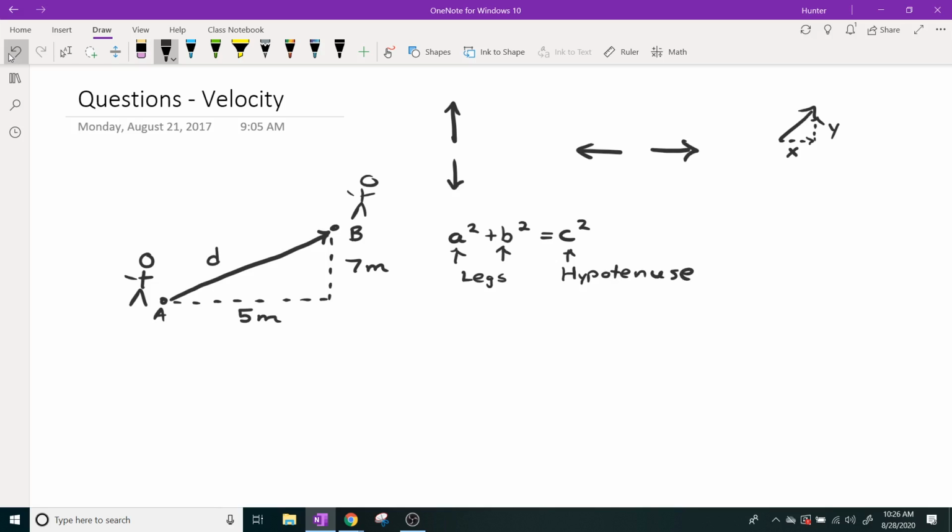Okay. So if we go 5 squared plus 7 squared equals c squared, that comes out with c being equal to the square root of 25 plus 49, which comes out to be 74. Okay, I believe you.